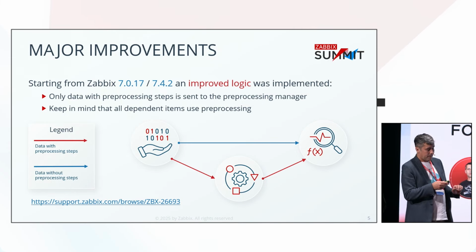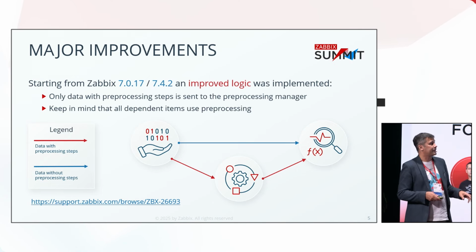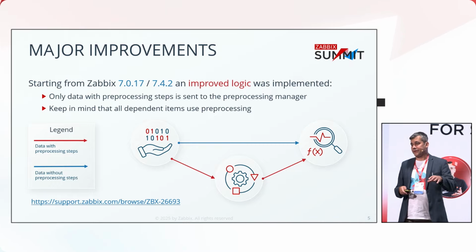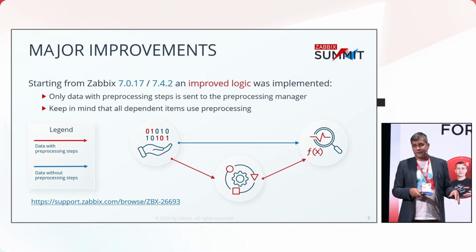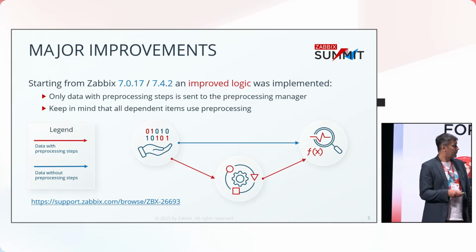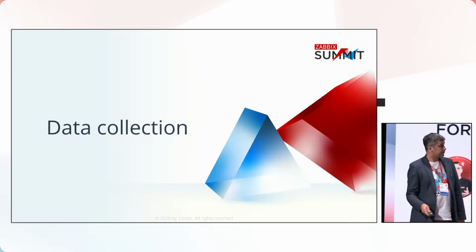Remember that every dependent item uses pre-processing. Most modern templates in Zabbix are built on dependent items, so they are still going through pre-processing. But all other items, which are simple items like CPU load, of course, will bypass it. There is a link at the bottom of the slide, so you can read more.